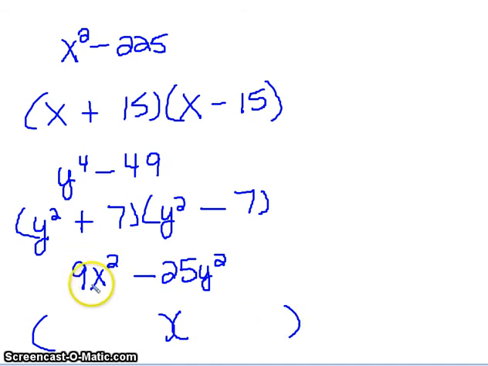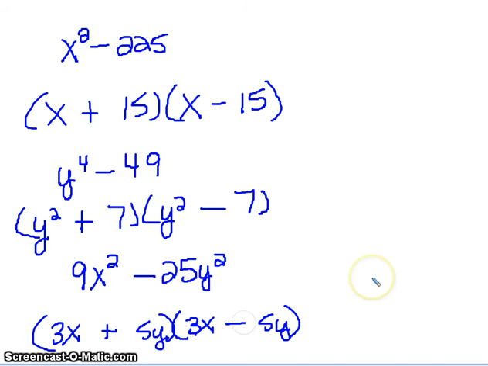What is the square root of 9x squared? 3x. And what's the square root of 25y squared? 5y. And 1 is a plus, 1 is a minus. That's it. Difference of squares is like the easiest factoring of all. All you do is say, oh, that's a perfect square. Oh, that's a perfect square. But if you don't know your perfect squares, then guess what? You're in trouble. Do you have homework?